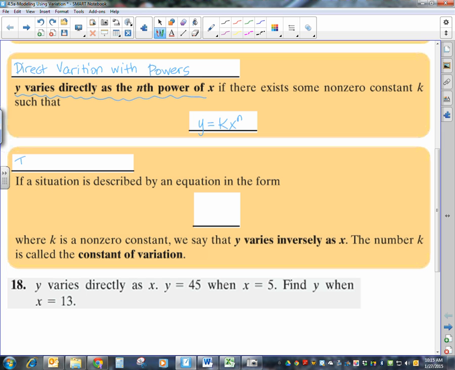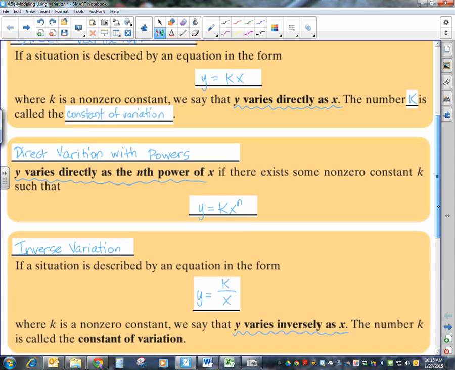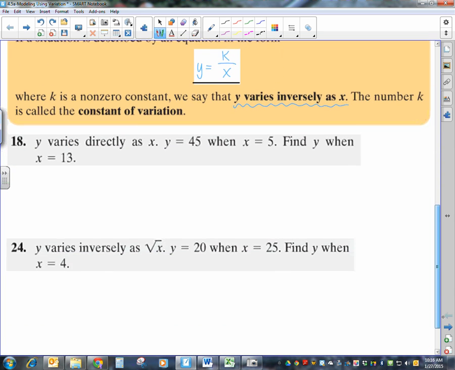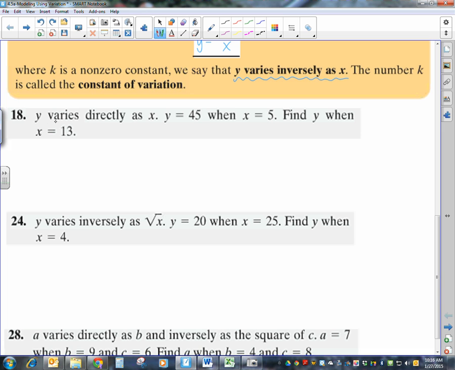And the last one that we have is inverse variation. And inverse variation, the statement in English will say y varies inversely as x. And if you see that, k is always, always, always on top, but inversely puts x on the bottom. So direct, notice all three of these, k is on top. Direct, there's no fraction. Inversely, you have a fraction and the second variable goes on the bottom. So let's go do some examples.